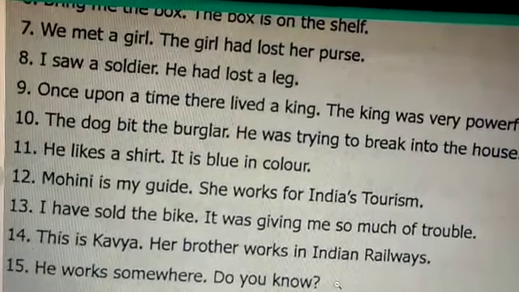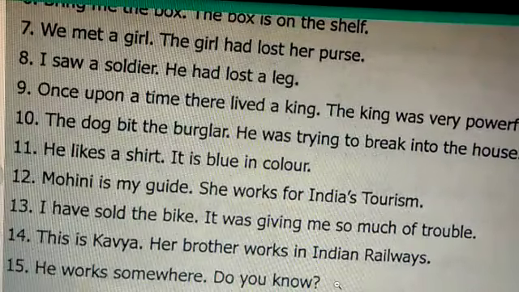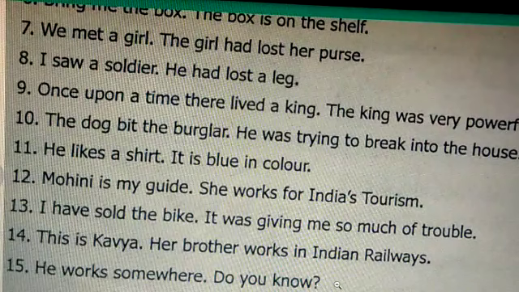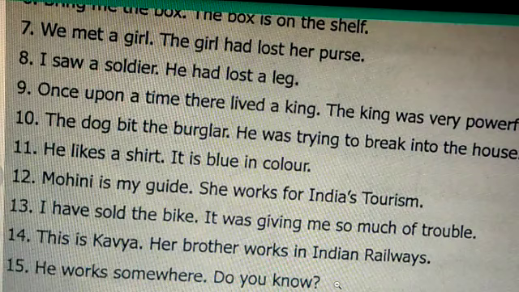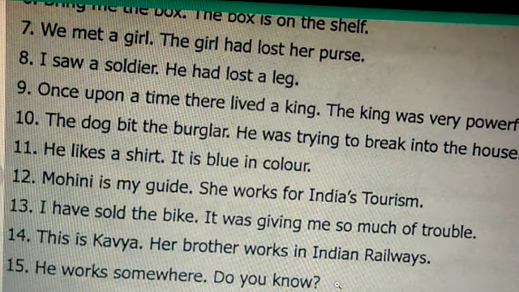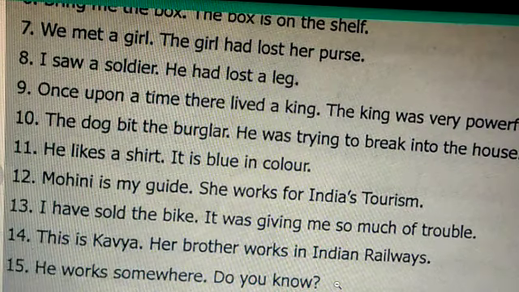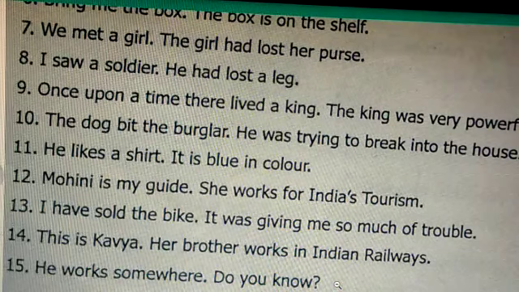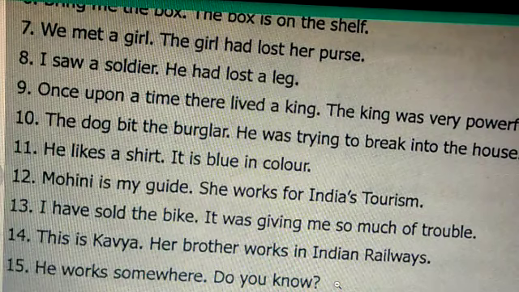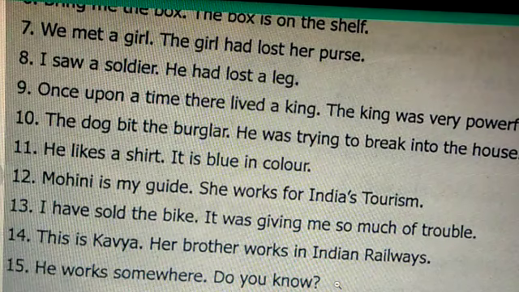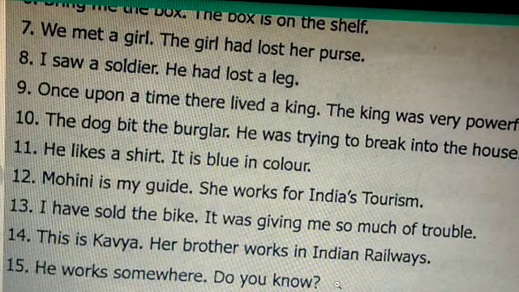See the eighth one. I saw a soldier. He had lost a leg. I saw a soldier who had lost a leg. Ninth one you see. Once upon a time there lived a king. The king was very powerful and cruel. So what's the answer? Once upon a time there lived a king who was very powerful and cruel.